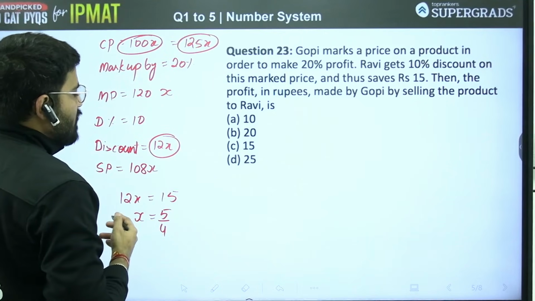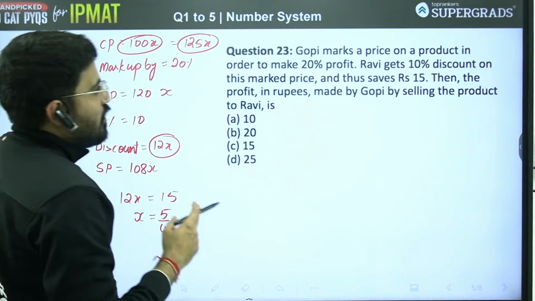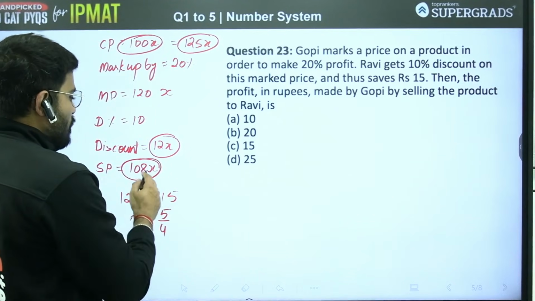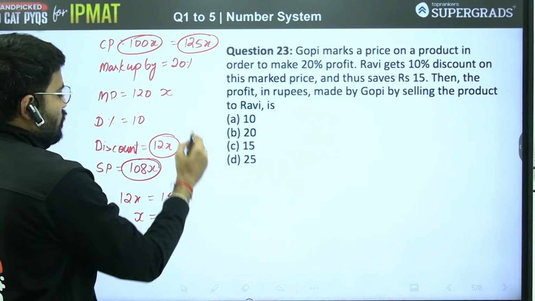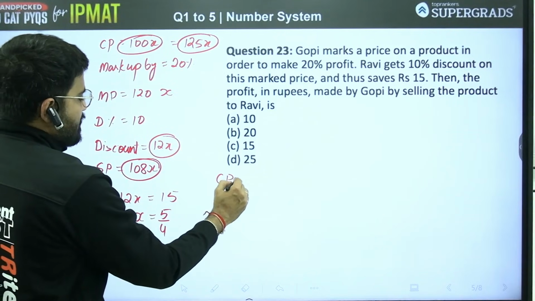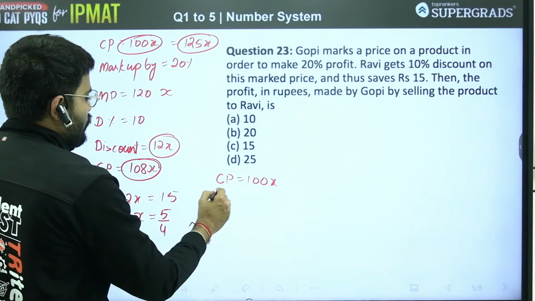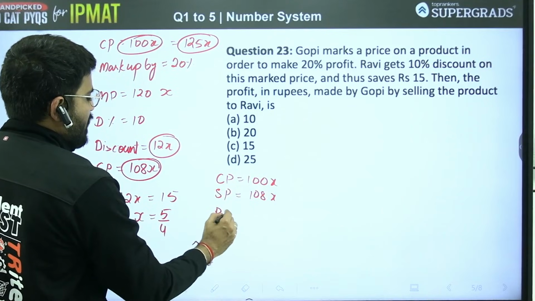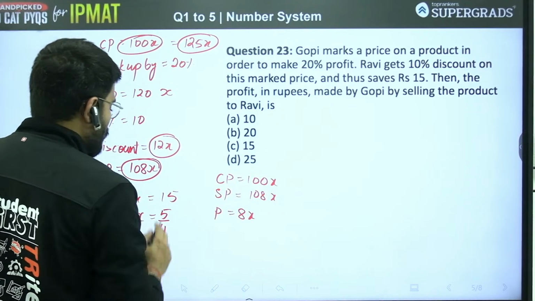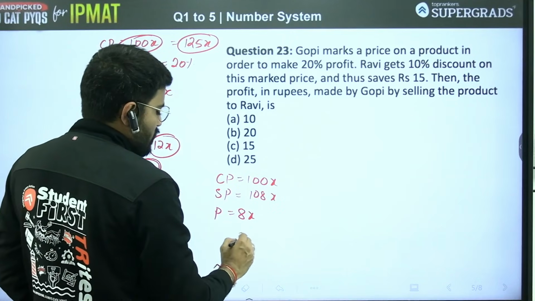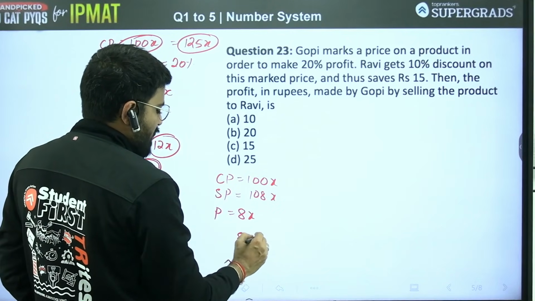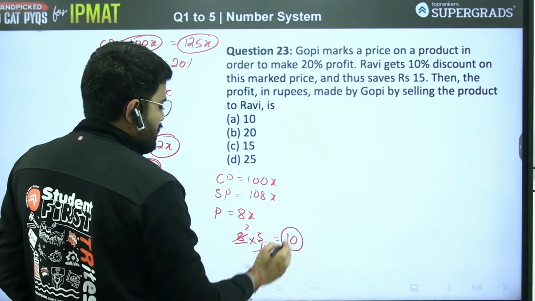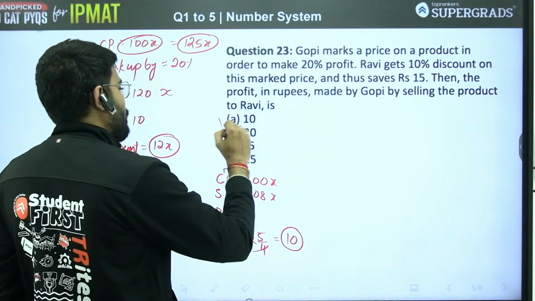They are asking me what is the profit in rupees. So selling price is 108x. So what is the profit over here? If your CP is 100x, your SP is 108x. So what is your profit? Your profit is 8x. You know the value of x, 5 by 4. So you get 8 into 5 by 4. 4 cancels this. So how much rupees did she save? She can save rupees 10.